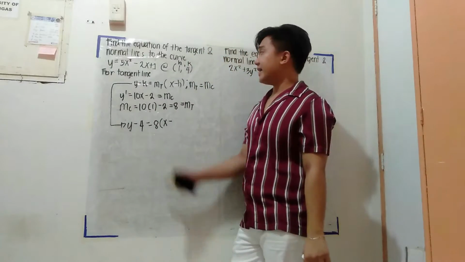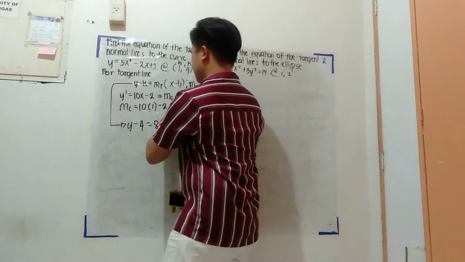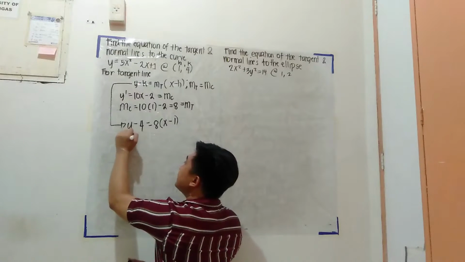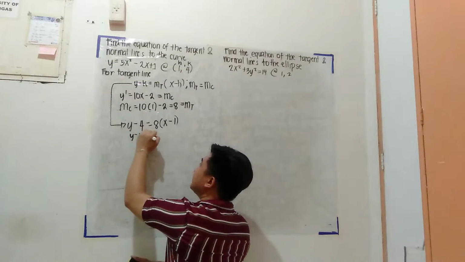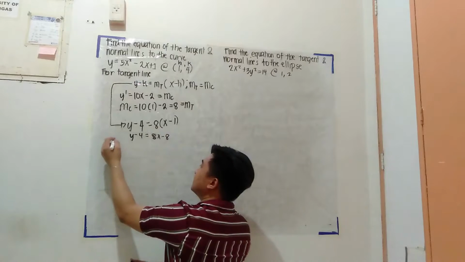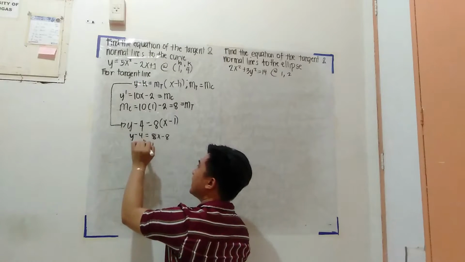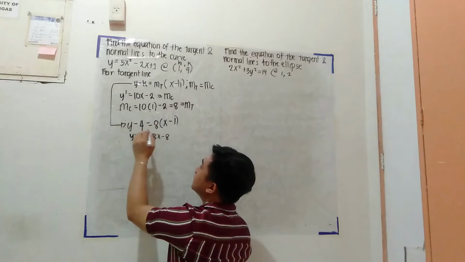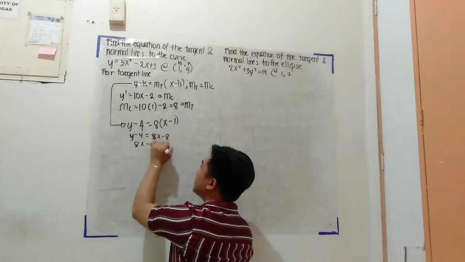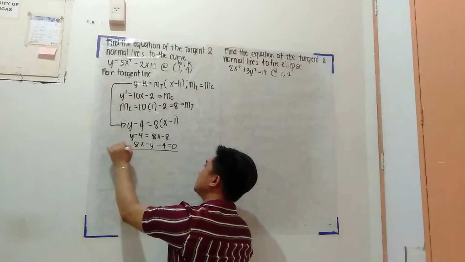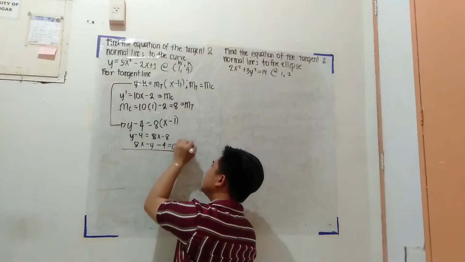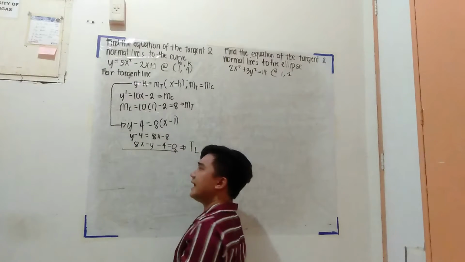What is the value of h? 1. So, y minus 4 is equal to 8x minus 8. Or simply, ang equation natin ay 8x minus y minus 4 equal to 0. So, this is the equation of the tangent line.